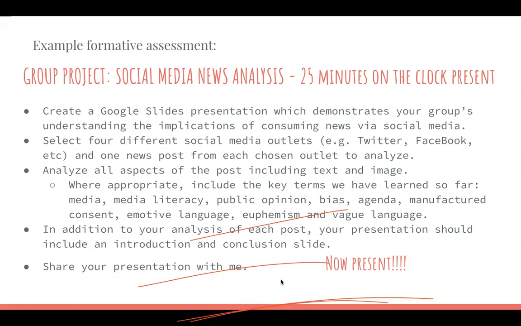Select four different social media outlets like Twitter, Facebook, etc., and you probably have different ones yourself. Analyze all aspects of the post, including text and image. Then I give them this project: finish in 25 minutes and present to the class at the end, right? Or share your PowerPoint with me and I will show the best one tomorrow, or whatever time you have for. But it's a way to get them going really quickly, and also to assess what they have learned and how they put it together, right?